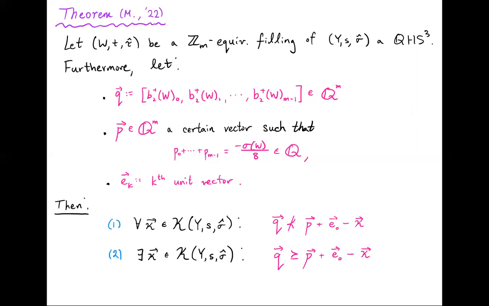It's a little strange, so it breaks into two statements, because we're inside of this poset and there are multiple elements of K. What it says is that for all kappa sitting inside of K of Y, S, sigma, Q is not strictly less than P plus e_0 minus kappa. And then there exists a kappa sitting inside this set such that Q is greater than or equal to P plus e_0 minus kappa. Compare this with Manolescu's original inequality. It's kind of nice. It's like this weird equivariant decomposition of Manolescu's inequality.